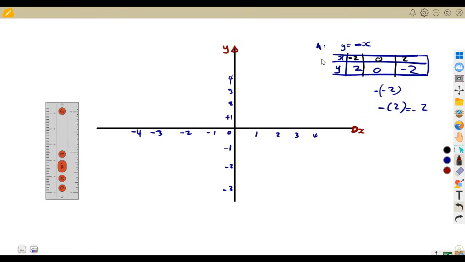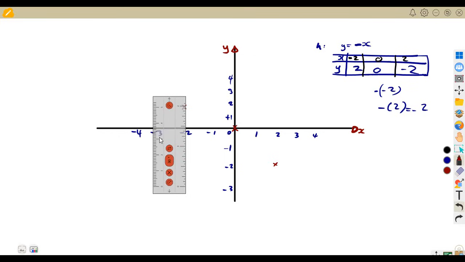So you mark the points that correspond. Minus 2 versus minus 2 is a point that you're going to mark. 0 versus 0 is a point. Then you are also going to mark 2 and minus 2. That is how you play around with such typical questions.